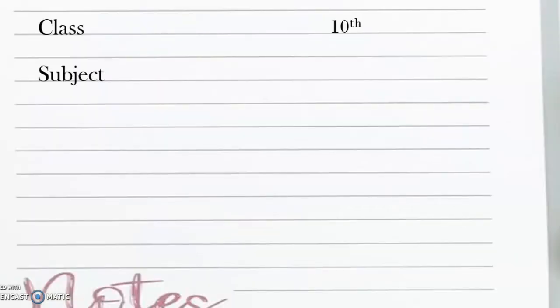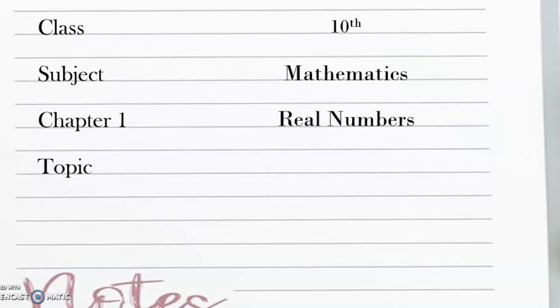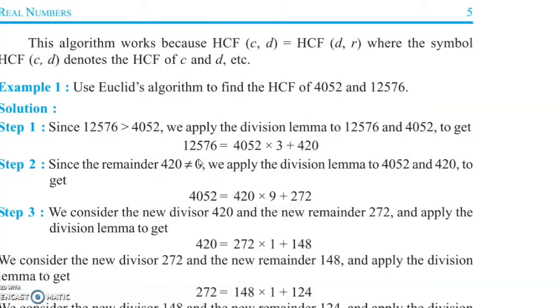This video is for class 10 mathematics, first chapter Real Numbers, and the topic we are going to cover today is 1.2 Euclid's division lemma. The page number we are going to start from is 5. So starting from page number 5, the first example, example 1.